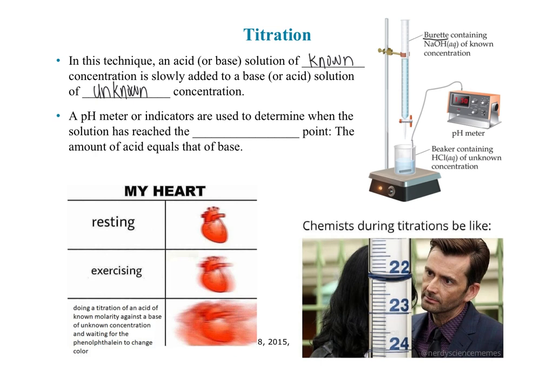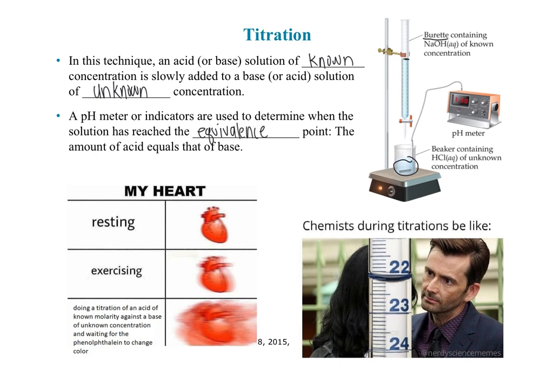So here what you'll do is you'll use a burette. A burette is this long thin tube that has really accurate, precise measurements on the side, and you'll measure your initial amount, then you'll slowly add some of that solution into your unknown solution in a beaker below until you've reached the equivalence point. The equivalence point is when your amount of acid equals your amount of base in your solution.